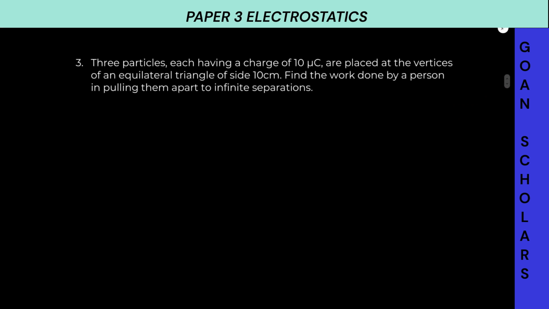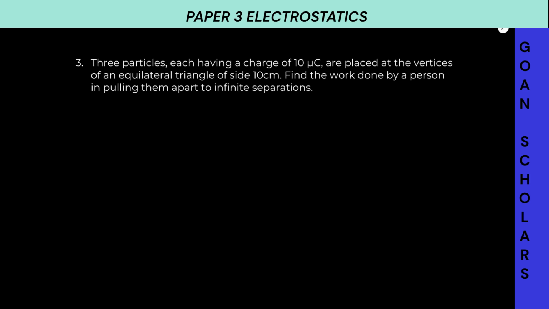Question 3 says: three particles, each having a charge of 10 microcoulomb, are placed at the vertices of an equilateral triangle of side 10 cm. Find the work done by a person in pulling them apart to infinite separation. See, if two things, or three things, or four things are joined together, they are joined together because of some force, right?